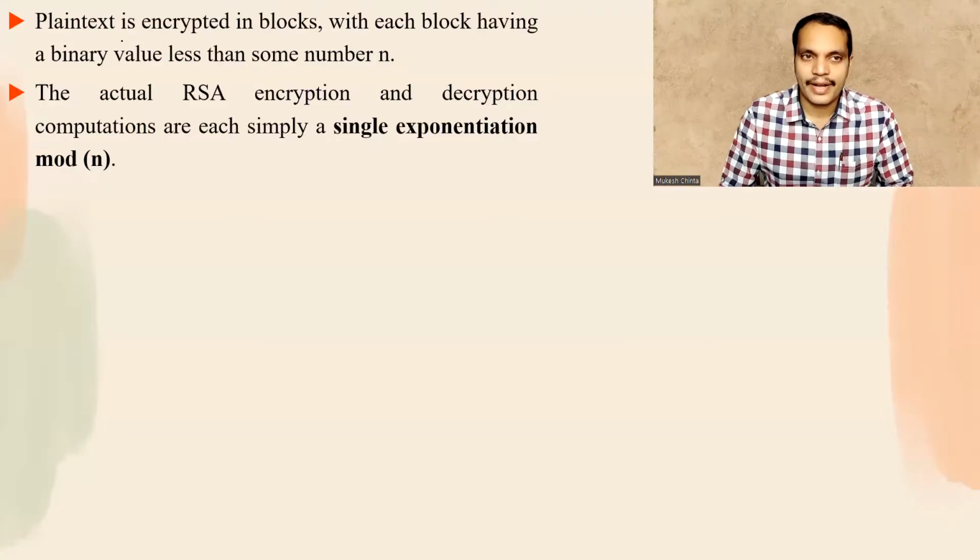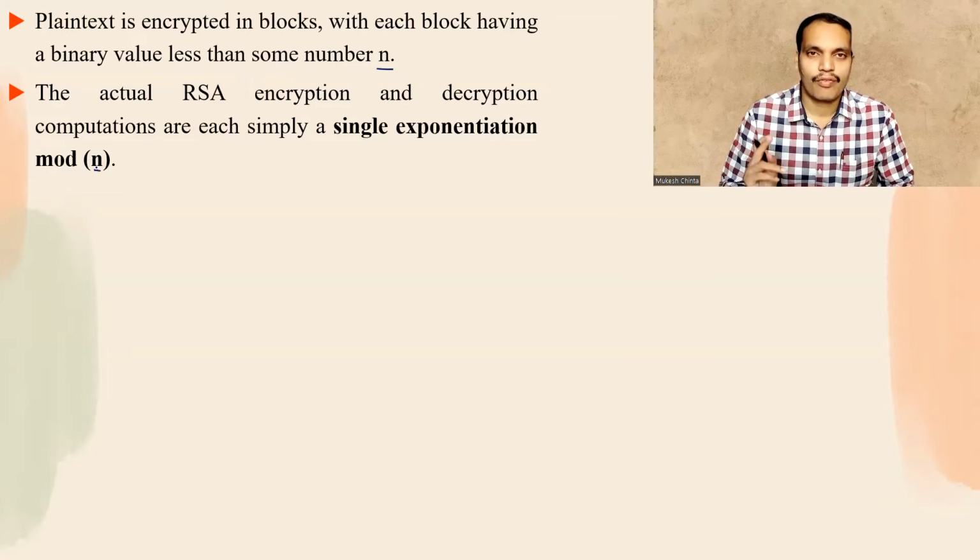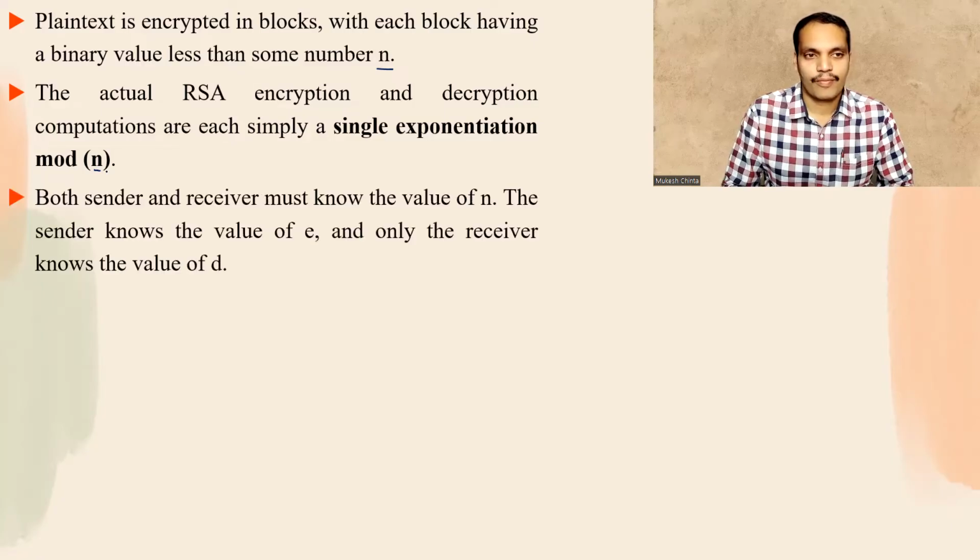Once again, the plain text is encrypted in blocks, with each block having a binary value less than some number n. We'll discuss what this n is once we go into the details. The actual RSA encryption and decryption computations are pretty straightforward. There is only one calculation that we do, and it is nothing but a single exponentiation modulo n. You just perform one exponential calculation in the modulus of n.